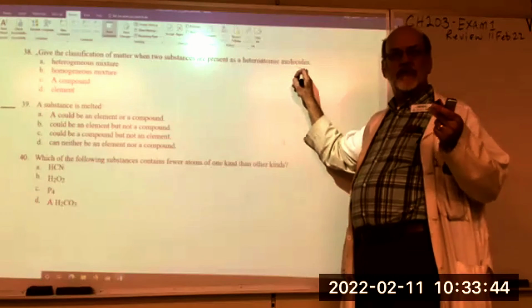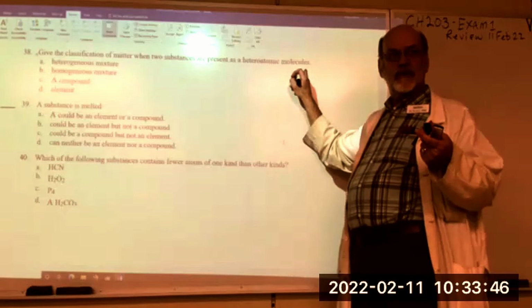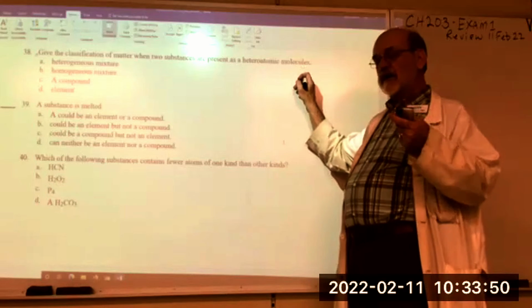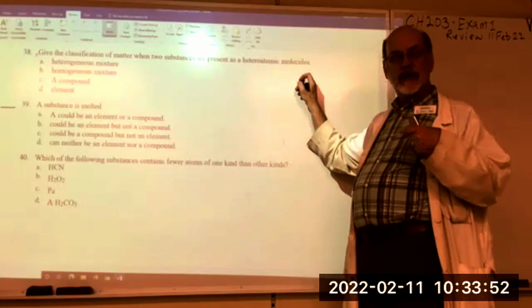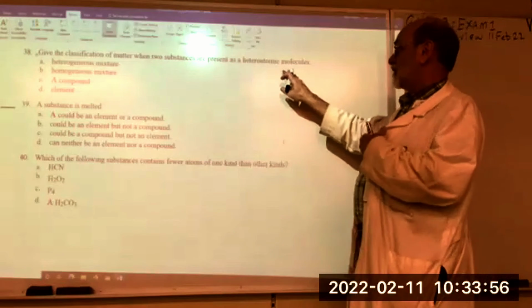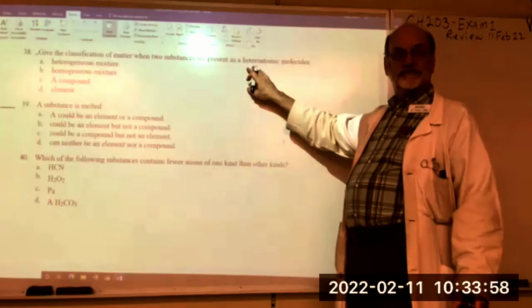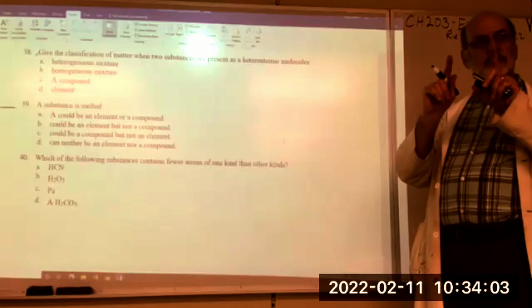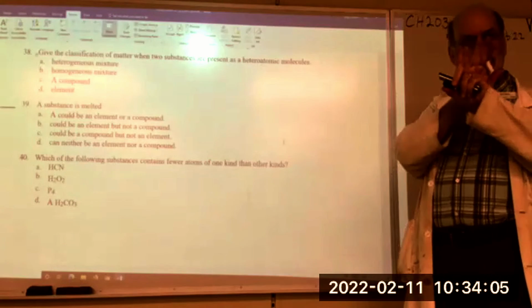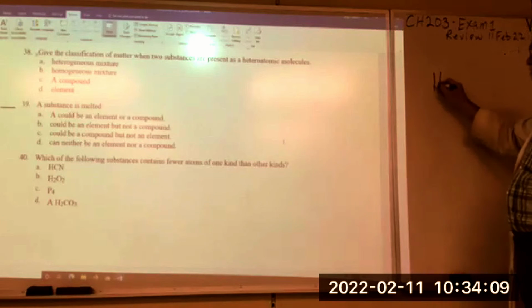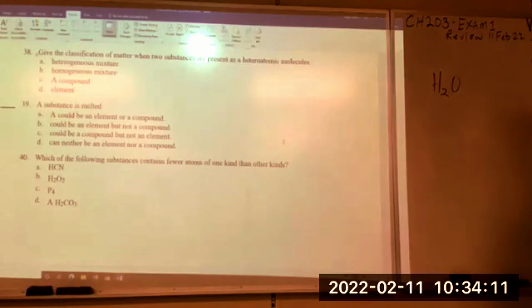Right? So elements can be molecules, compounds can be molecules. The diatomic molecules, hydrogen, nitrogen, oxygen, fluorine, chlorine, bromine, iodine, they're all diatomics. So they're not heteroatomic. The heteroatomic molecule has to have at least 2 different elements in the molecule. Like water. Right?